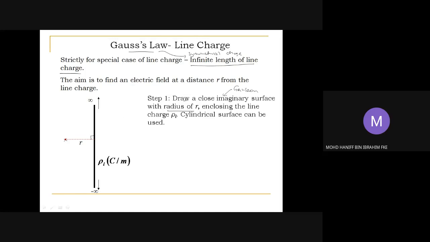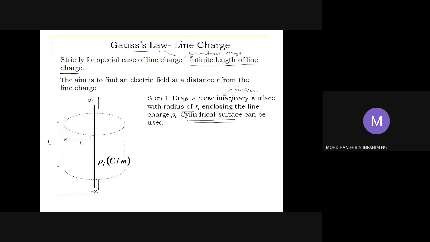For the case of an infinite length of line charge, you have to choose an appropriate Gaussian surface. In this particular case, the appropriate surface to be used is a cylindrical surface. Remember that in the case of point charges before, your Gaussian surface was a spherical surface, but for this case of line charge, your Gaussian surface is a cylindrical surface. So you are going to have to draw a cylindrical surface.